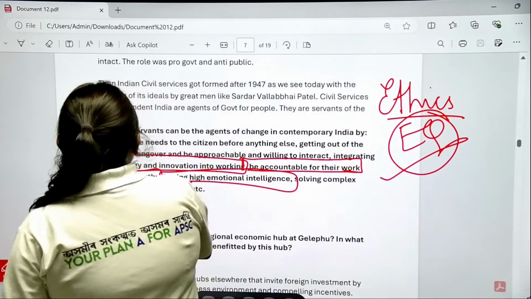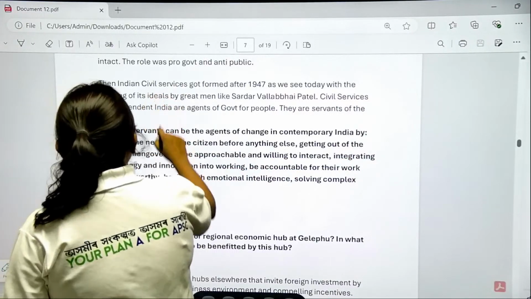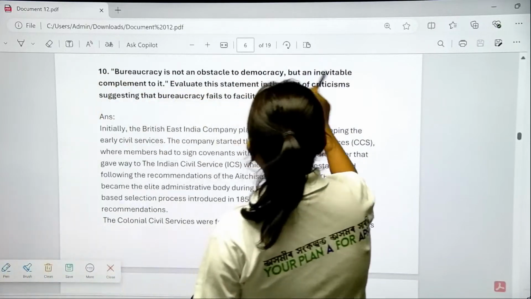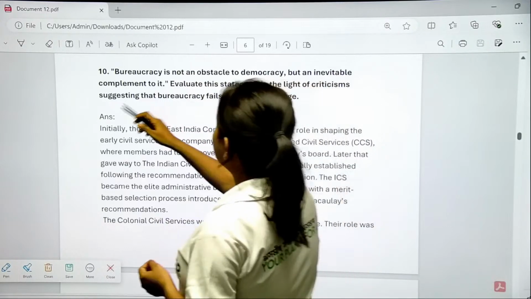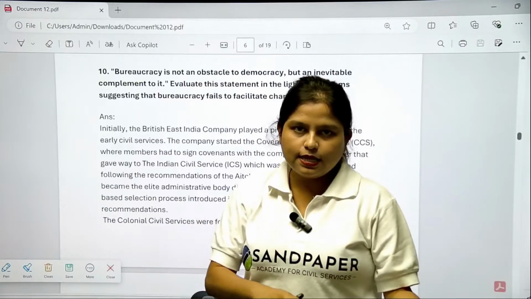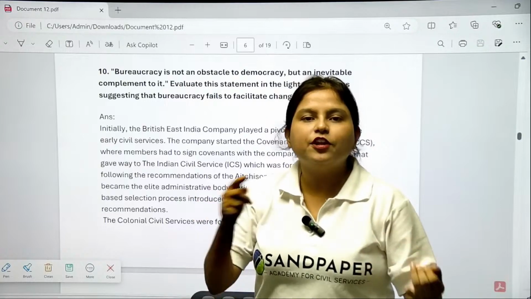After that, the next question was that bureaucracy is not an obstacle to democracy but an inevitable complement to it. Evaluate this statement in light of criticism. Suggest that bureaucracy fails to facilitate. Whichever point I said, we had to turn it around. Yes, bureaucracy sometimes fails to facilitate change because they are not accountable.